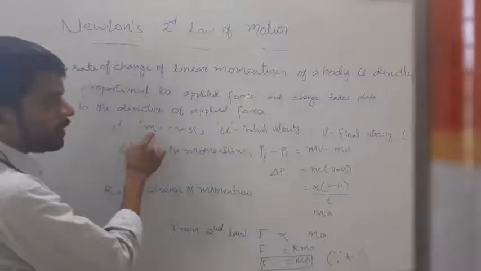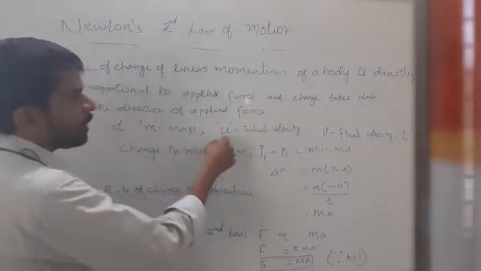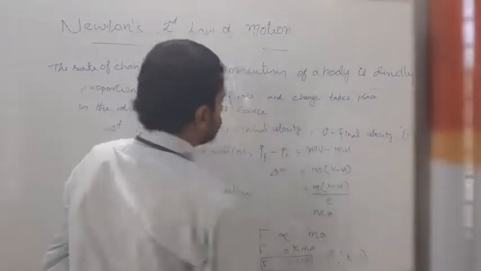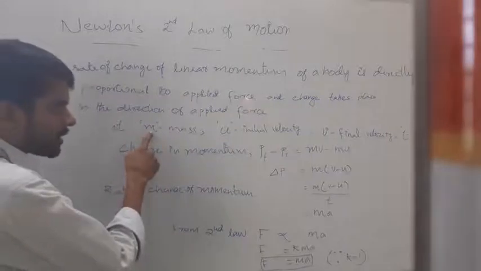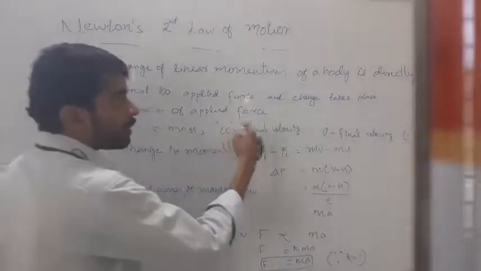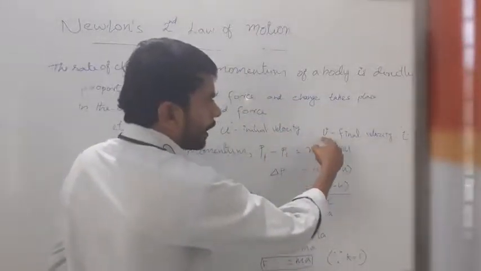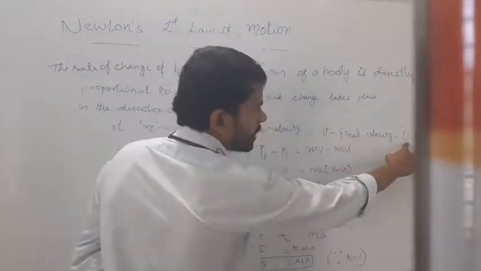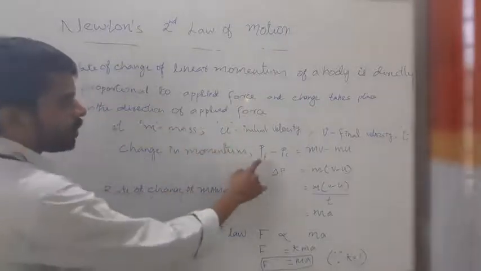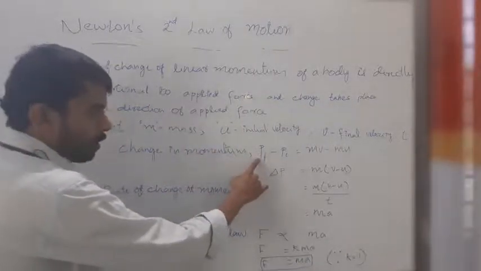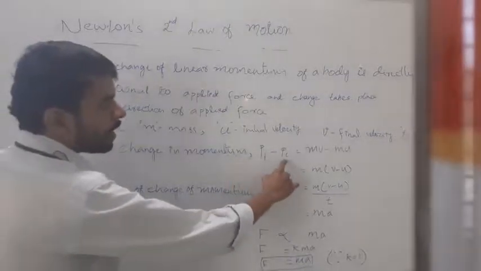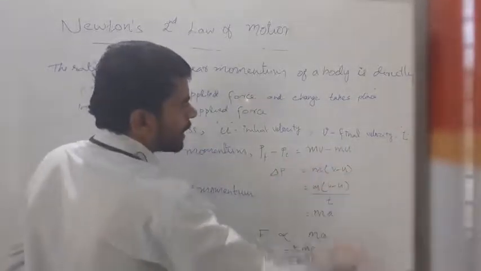Let m be the mass, u be the initial velocity, v be the final velocity, and t be the time taken. There is a body of mass m moving with initial velocity u, and the velocity changed to v in a time interval of t. Now we are finding the entire change in momentum. Pf means final momentum, Pi means initial momentum. So the change of momentum Pf minus Pi is equal to mv minus mu.